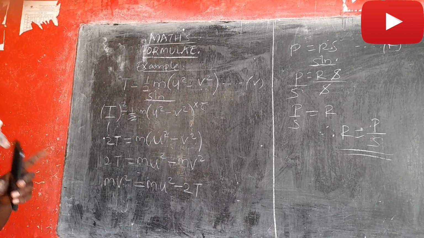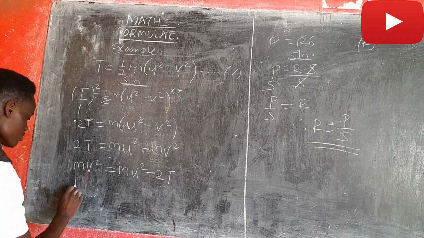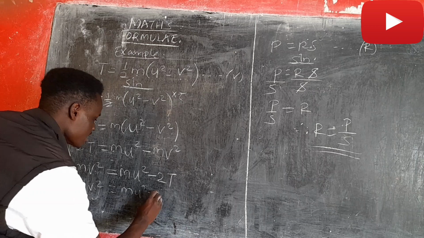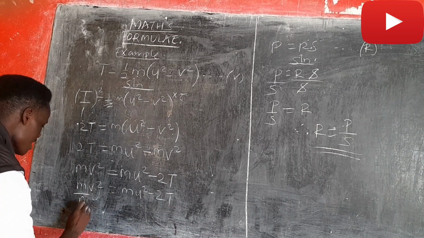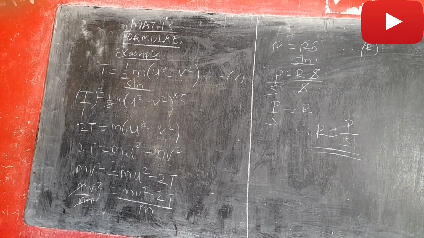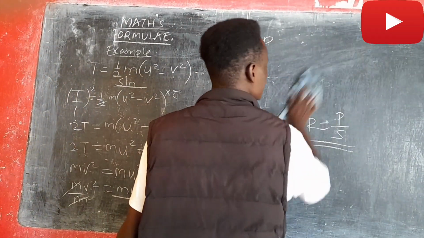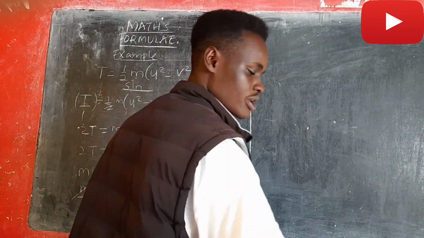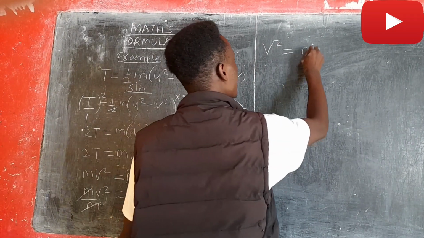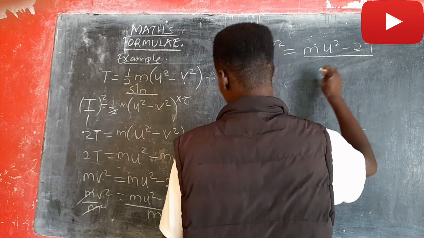Therefore, we want to remain with the v. Remember that's what we are told to make the subject of the formula. So it will be mv squared is equal to mu squared minus 2t. So we divide by what? We divide by m on both sides. This and this will cancel out. So we are going to remain with v squared is equal to mu squared minus 2t out of m.